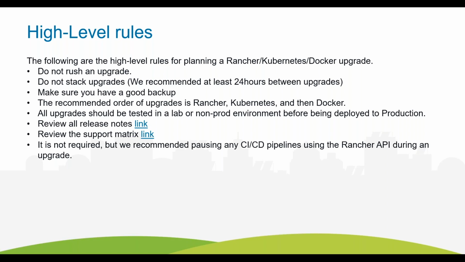The next big one I always get is, what order do I upgrade? The order that I always follow is upgrade Rancher, upgrade Kubernetes, then upgrade Docker. As far as the Docker version, we're not too concerned about that. We have a support matrix, which I'll go into a little bit later. That one can kind of just be managed by your OS team, and we don't really care too much about it.